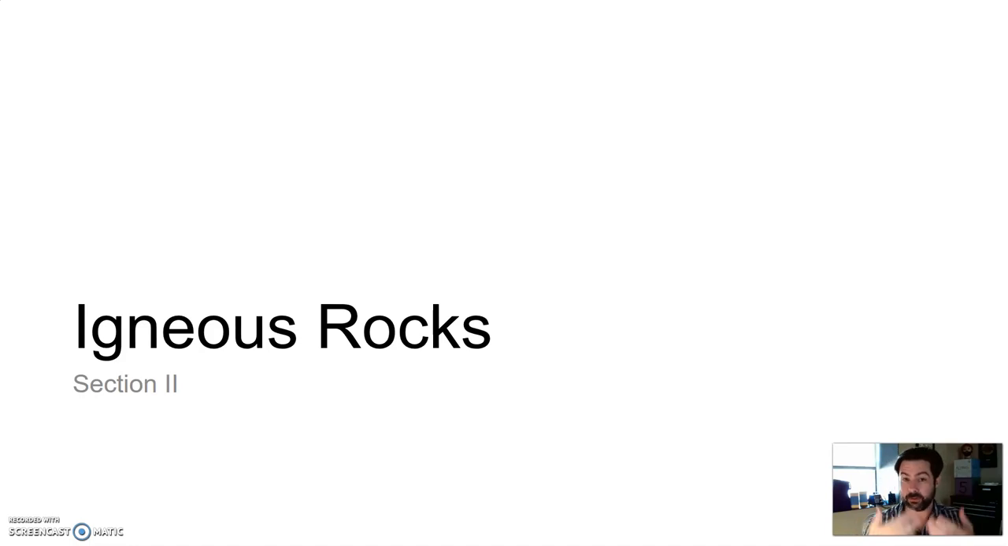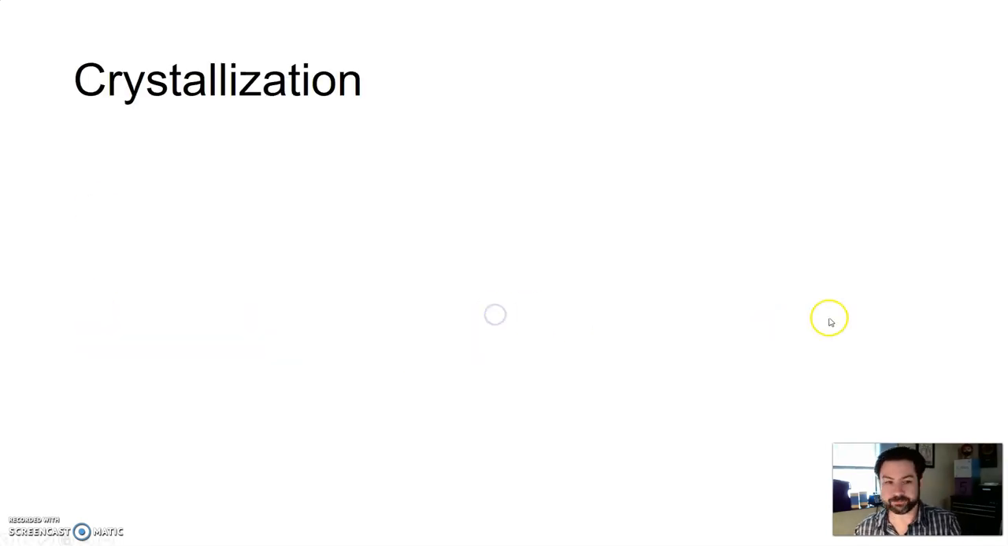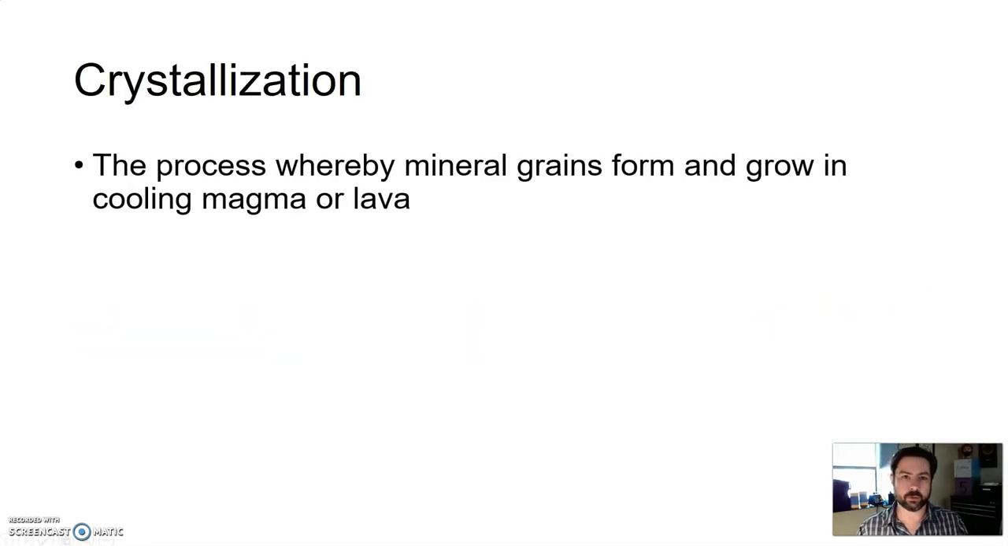Or when that molten material erupts to the surface as lava, when it cools, based on its composition, based on where it's melted from, it will give us different igneous rocks. So let's talk about that, shall we? Crystallization is the process in which igneous rocks form. It's the process in which mineral grains form and grow in cooling magma or lava.